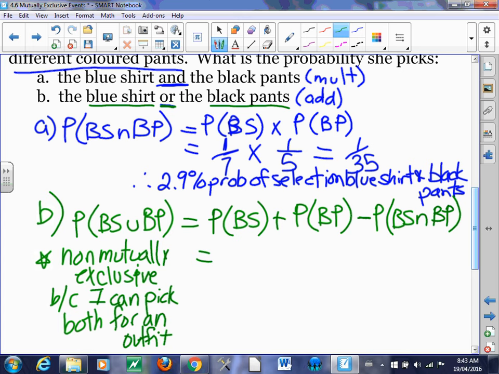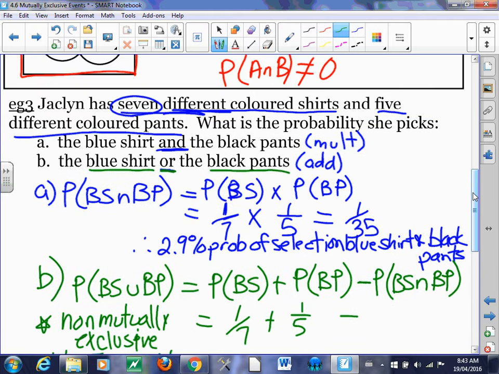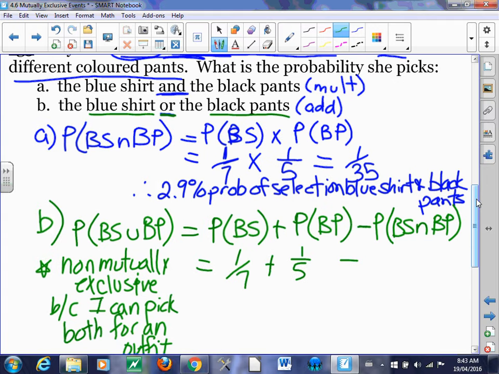So the probability of getting a blue shirt is 1 out of 7. Okay? Plus the probability of getting black pants, because they're all different colors, it's 1 out of 5. Now, if you take a look here, folks, we have 7 different shirts and 5 different color pants. So 5 times 7 is 35 possible different options, and there's only one way that you could choose a black pant and a blue shirt. There's only one combination there, so it's 1 out of 35.